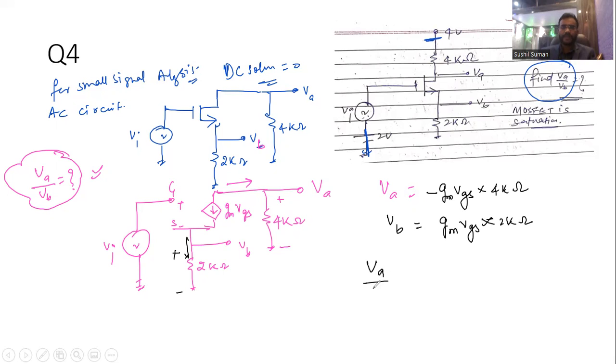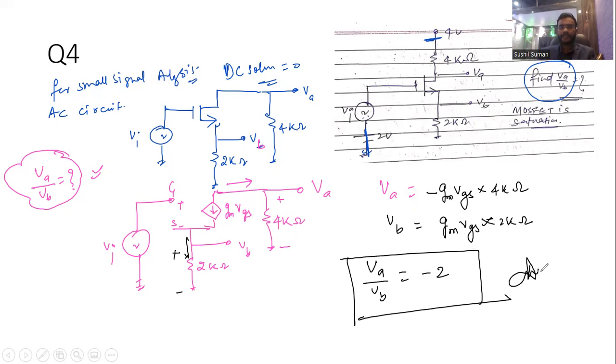So VA by VB equal to what? Minus 2. Just divide and you will get the answer. So the answer will be minus 2. So minus 2 is your right answer. Got it? So these are the questions related to small signal analysis. Okay, small signal analysis.